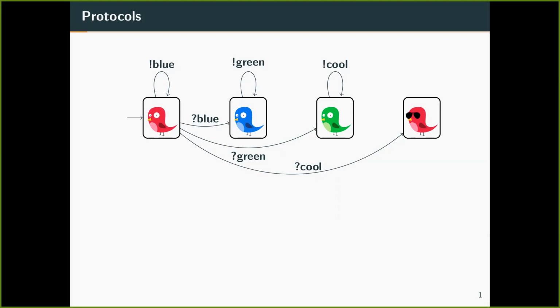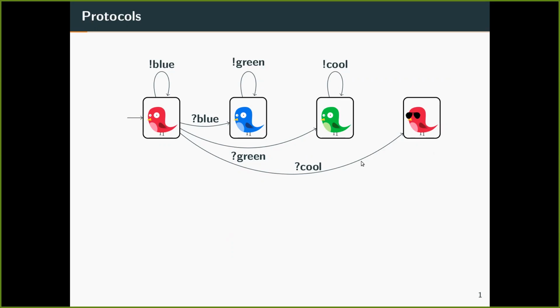state. So in the example given here, we have four states: a red bird state or the red state, a blue bird state or the blue state, a green state, and then a cool state because of the sunglasses. And we also have an initial state as illustrated by this arrow, which is the red bird state. And then there are transitions between states of this protocol, which enable an agent to either send a message or receive a message.